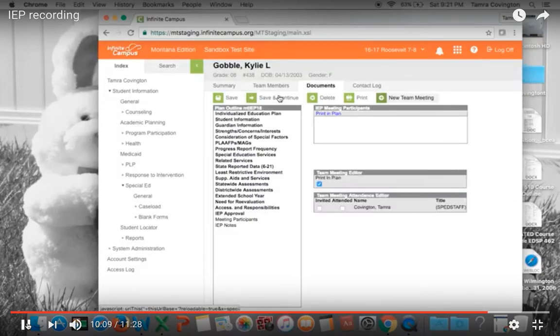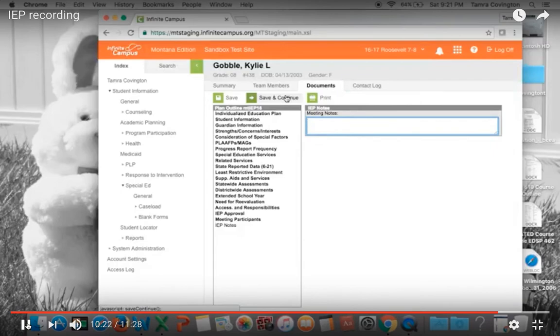This is where you would add your participants for the meeting. If you want to get the signatures to show up, you have to put them in. And you also have to put that they either attended or they were invited. And this is where you would include the notes of the IEP.